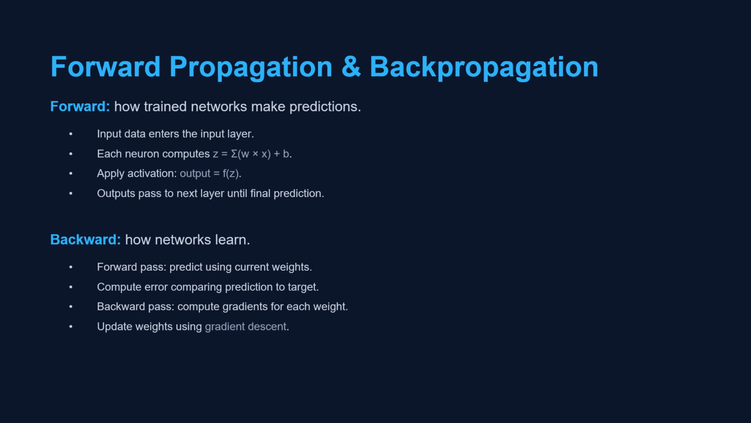First, forward pass. Predict using current weights. Second, calculate error. Compare prediction to actual target. Third, backward pass. Work backward, computing how much each weight contributed to the error using calculus. Fourth, update weights. Adjust weights using gradient descent to reduce error. This process repeats many times. With each iteration, predictions improve until the network converges. This is learning. A critical part involves activation functions.